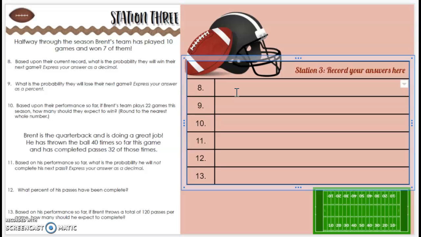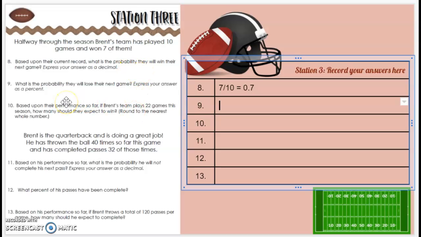Well, they won 7 out of 10. So we're going to go ahead and divide 7 divided by 10, which would be 0.7. That's my form of a decimal. That's all I need. Based on their current record, what is the probability they will win their next game?